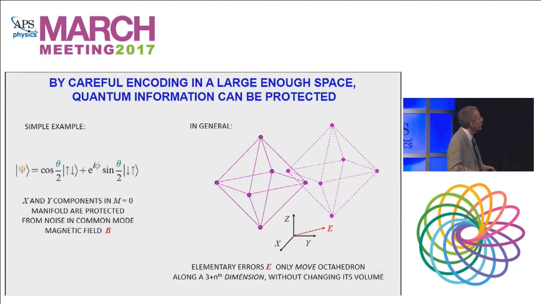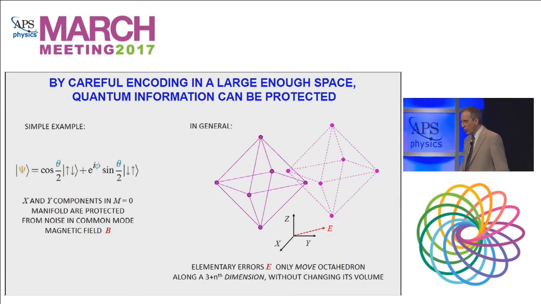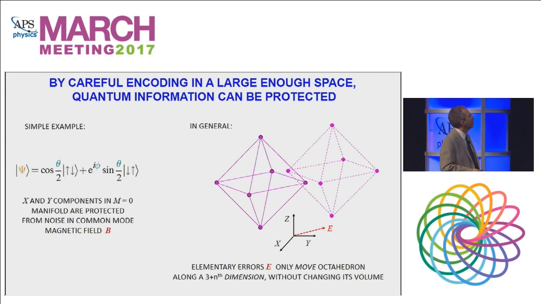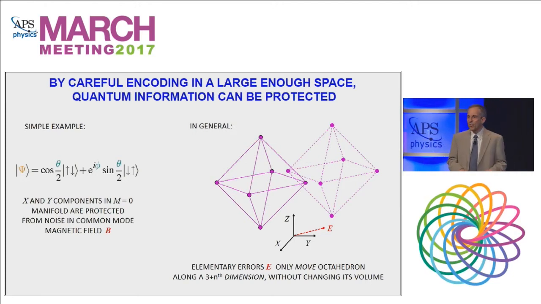Now, Duncan, in his talk, explained that symmetry was a way to protect quantum information. So if you have, let's say, an m equals 0 state, where m is the projection of angular momentum along z, this state will be robust to magnetic field components along the x and y directions. Basically, we are protected from a common mode magnetic field here. Of course, we're not protected against all perturbations, but this gives an example of a kind of elementary protection of quantum information.